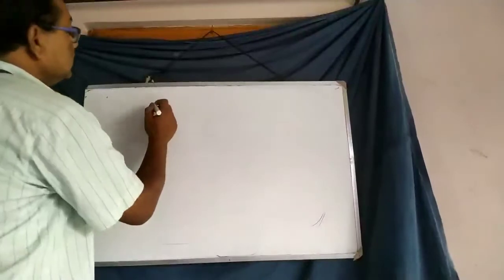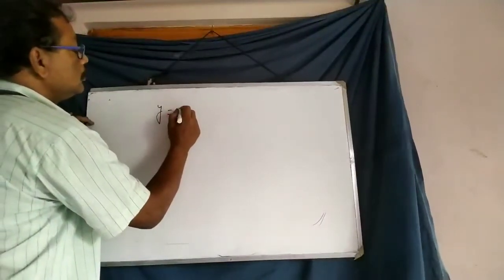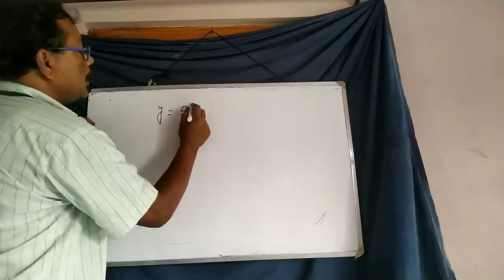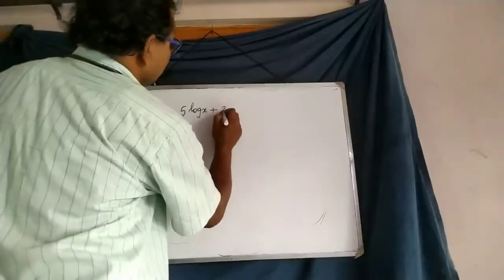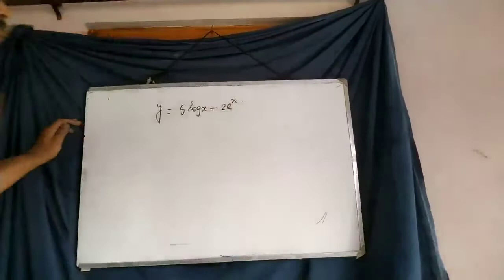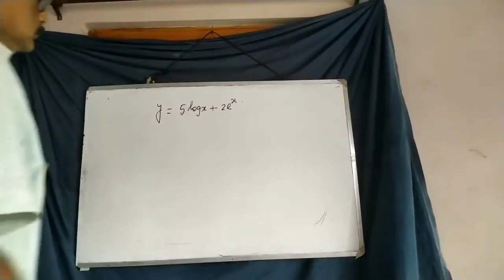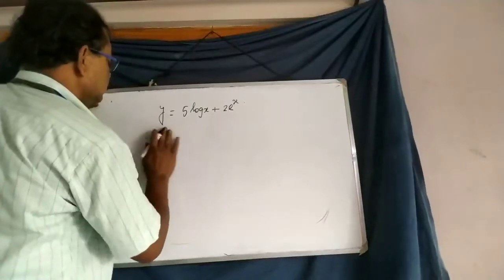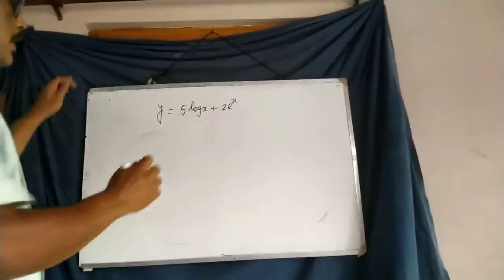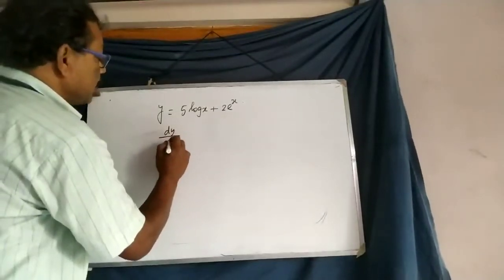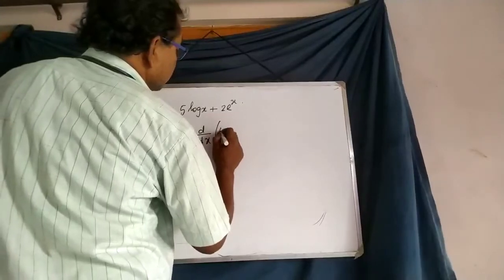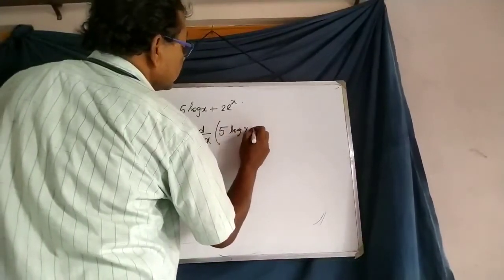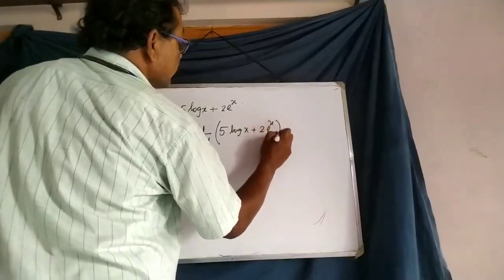Now y equals 5 log x plus 2 into e to the power x. Differentiating both sides with respect to x, we will get dy/dx, which is equal to d/dx of 5 log x plus 2 into e to the power x.